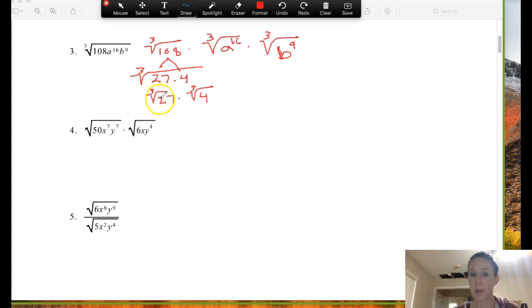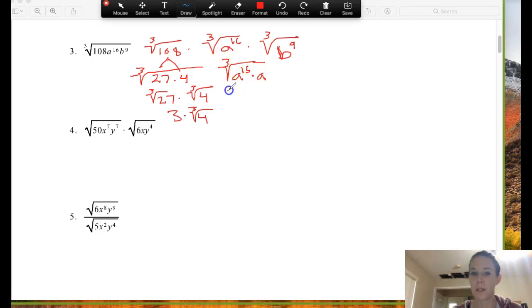This breaks down into the cube root of 27 is 3. That does not break down. I have to leave it as the cube root of 4. And then I'm going to multiply it by this. Well, 16 is not divisible by 3. When that happens, I have to break this apart. I'm going to break this into something that is divisible by 3. I know that a to the 15th is divisible by 3, and then I have 1 left over times a. So this is the cube root of a to the 15 times a.